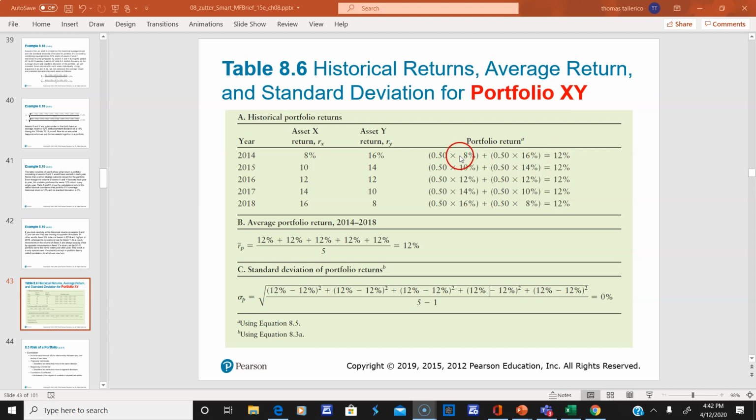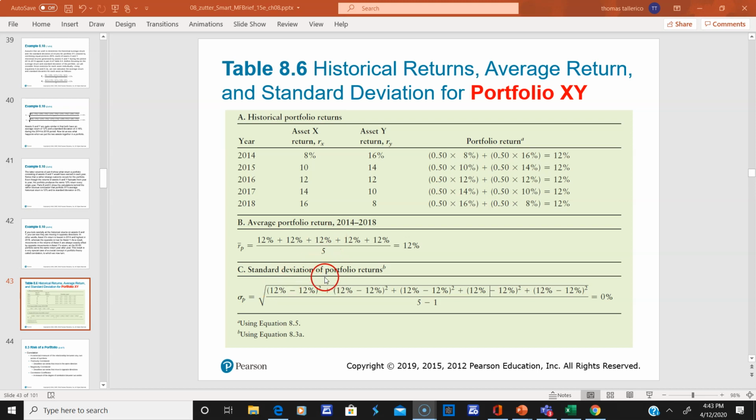And everyone should see that it's 12%. Half of 8 is 4, and half of 16 is 8, okay? So you see that there, right? And now here's the 12. Now here's the average portfolio return. Everyone should notice right away that the average has got to be 12, right? So here's the average. It's going to be 12, right?